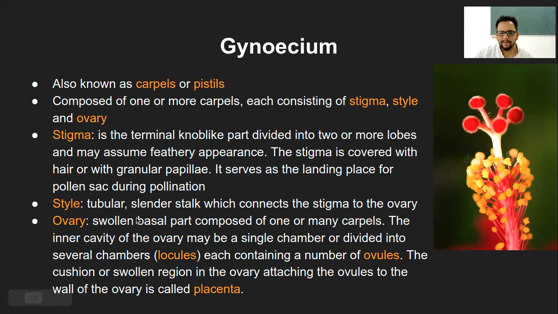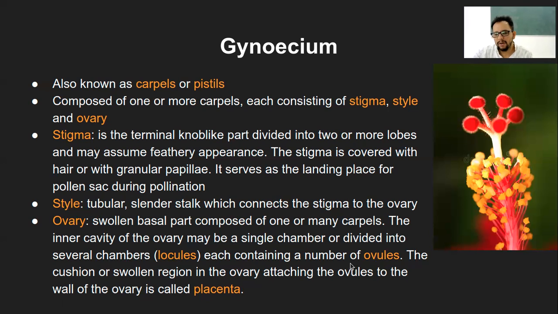If someone has any, please feel free to say it. So the ovary is the swollen basal part, and the ovary is a part of the carpel, and there can be one or many of these carpels within the gynoecium of that particular flower. Now, the inner cavity of the ovary can have a single chamber or can be divided into many chambers, and these individual chambers have a specific name, which is called a locule. So in the anther we had lobes. Lobes had pollen sacs, and pollen sacs had pollen grains. In the ovary we have one or many locules, and these locules will have ovules.